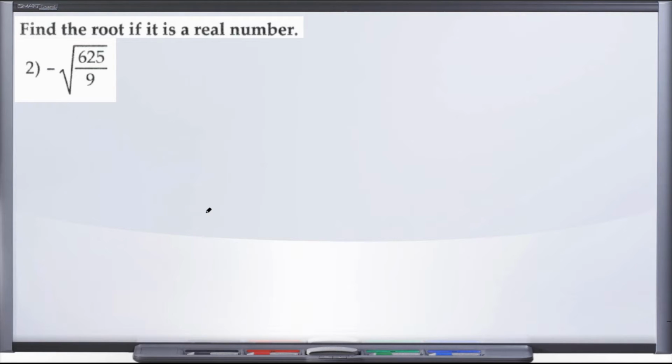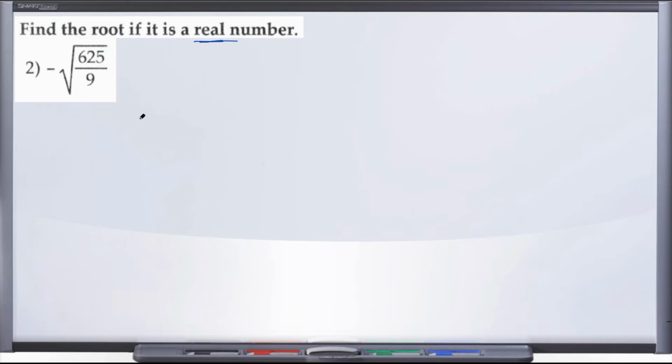All right, number 2, find the root if it is a real number. And just real quick, you might be asking yourself, what does that even mean? What do you mean find the root if it is a real number? Aren't all numbers real? Well, no, right? We're going to get into that a little bit later on in the practice test, and you'll see that some numbers are in fact imaginary numbers, right?